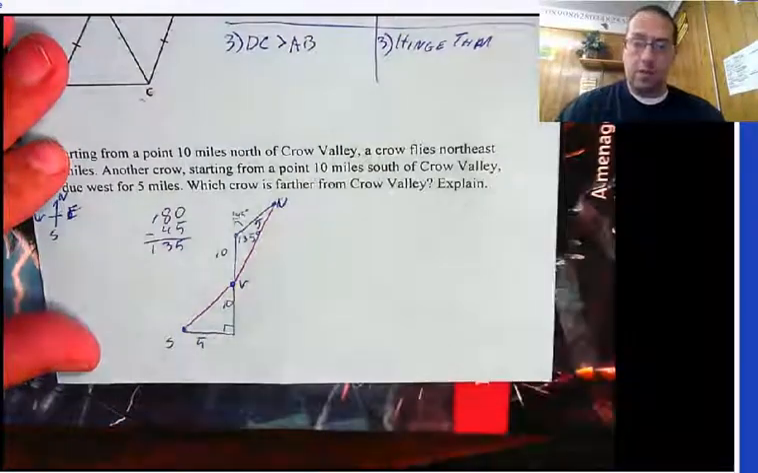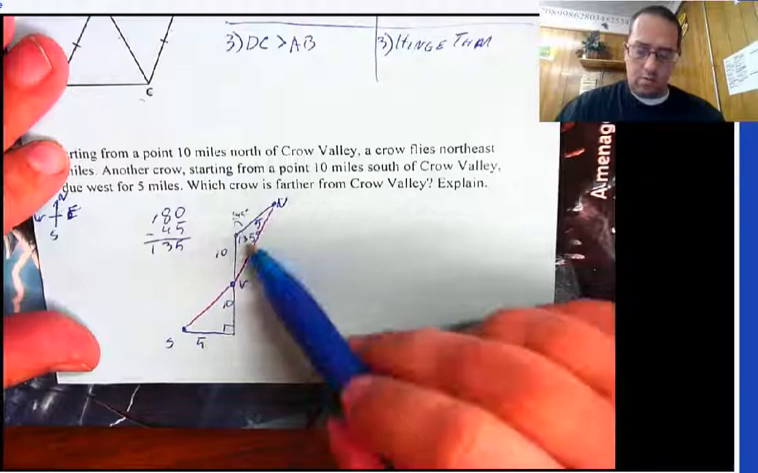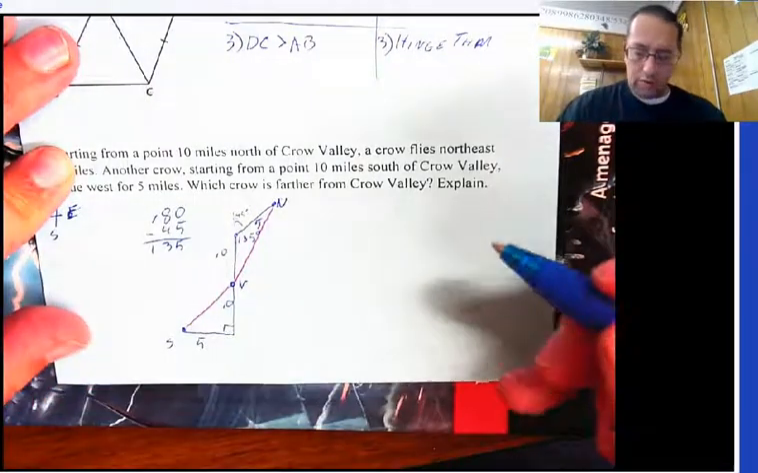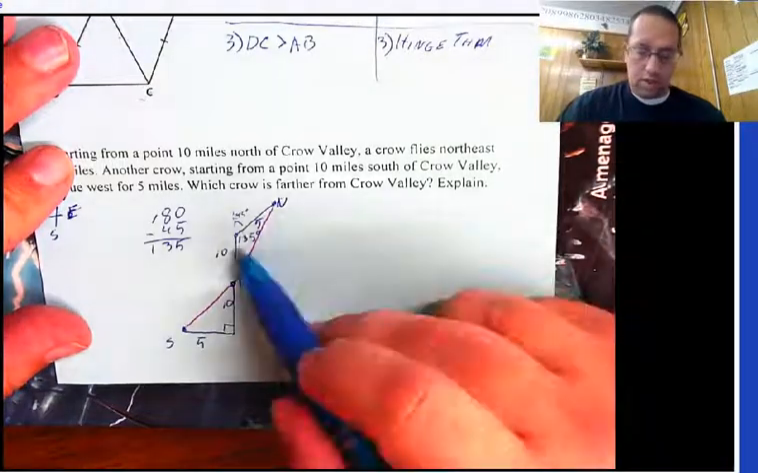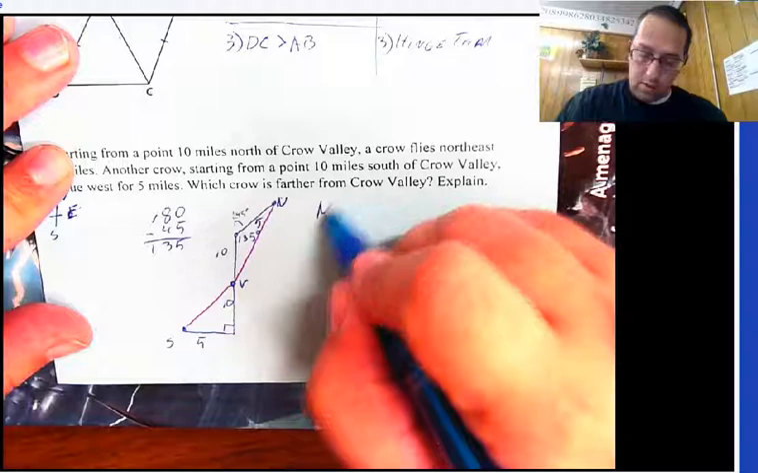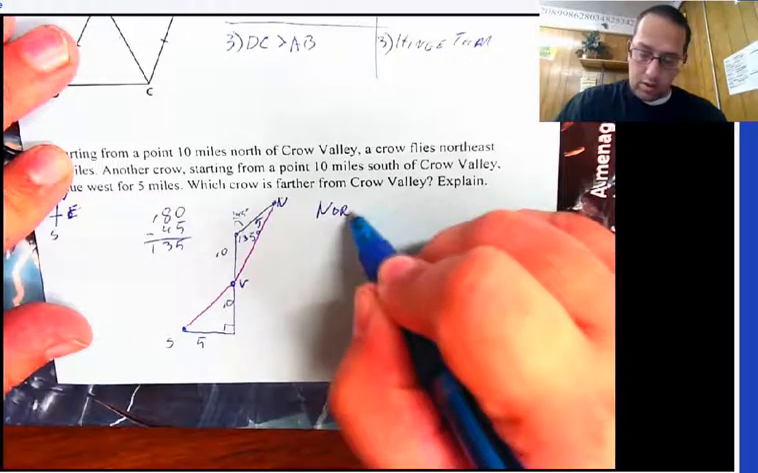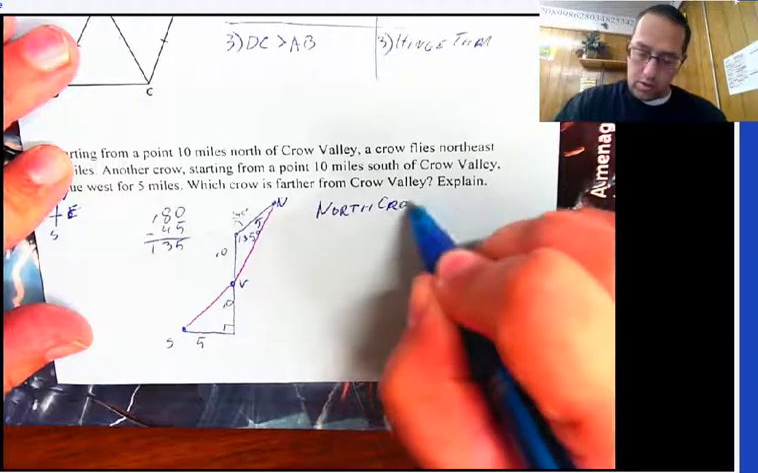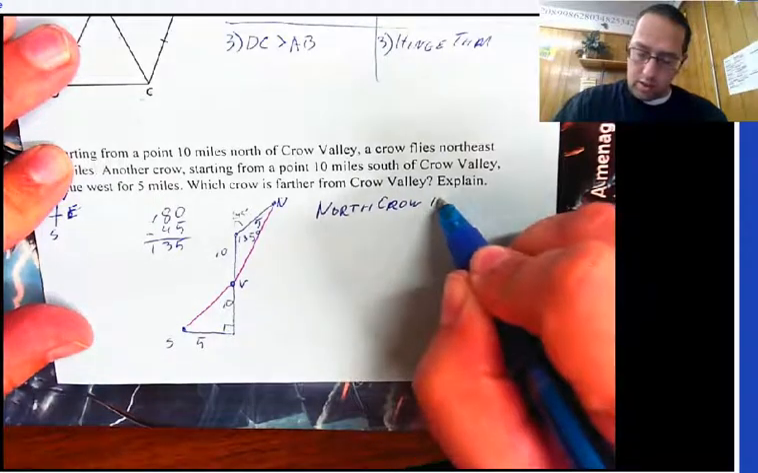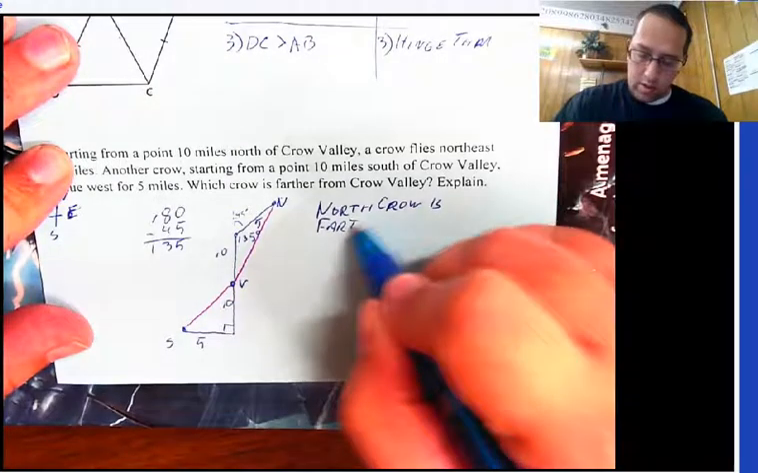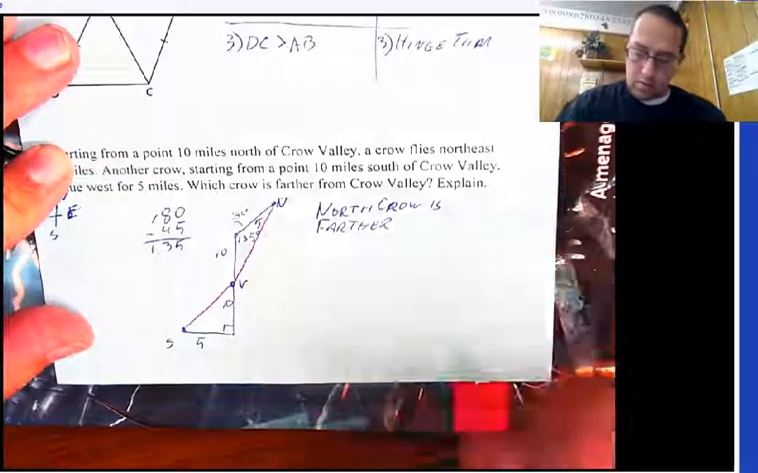So now, which angle is bigger? Yeah, that one's bigger. The 135-degree angle is bigger. So which crow is farther away? Well, the one that had the bigger angle, right? So we're going to say the North Crow is farther away. North Crow is farther.